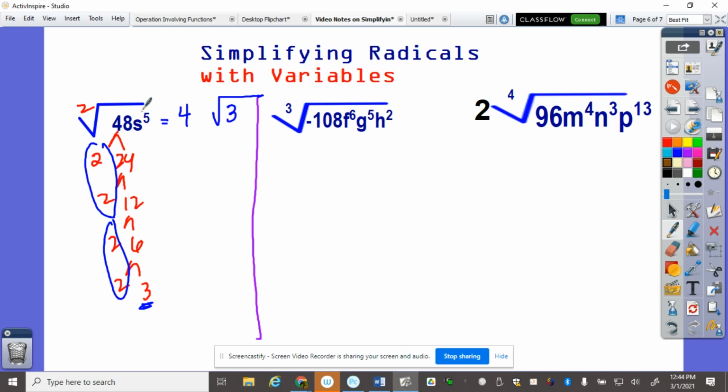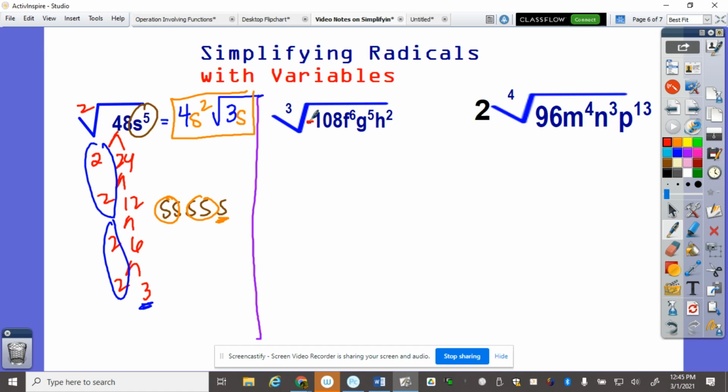Clear? Now I have S to the 5th. That means I have 1, 2, 3, 4, 5 S's there. So I have to pair them, one pair, another pair. So I'm going to have S squared there because there are 2 pairs of S's. But this S here will remain inside because there's no partner, and that's the answer. Kaboom. Easy, right?